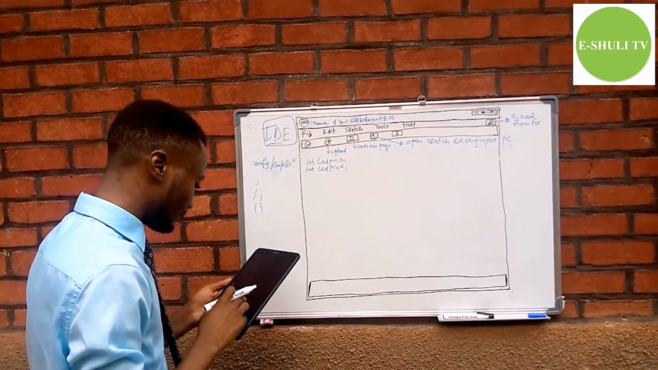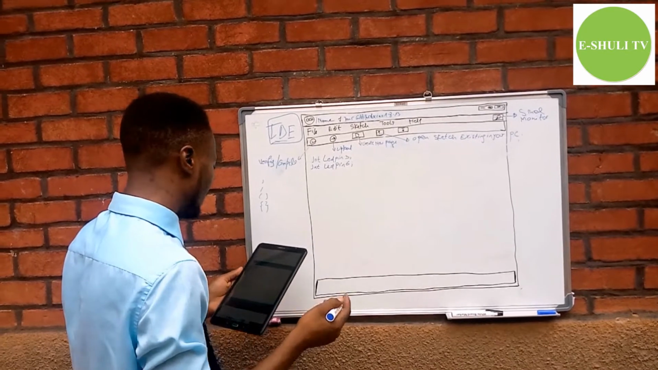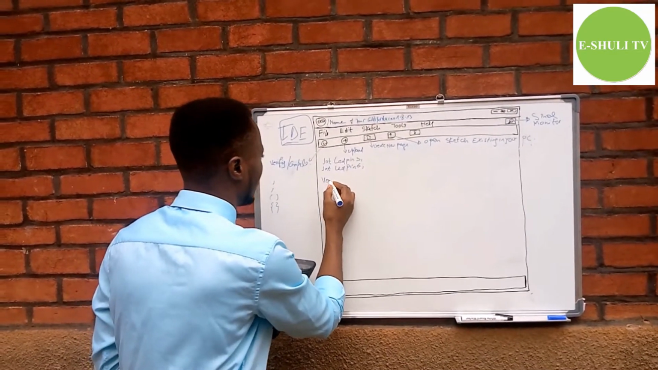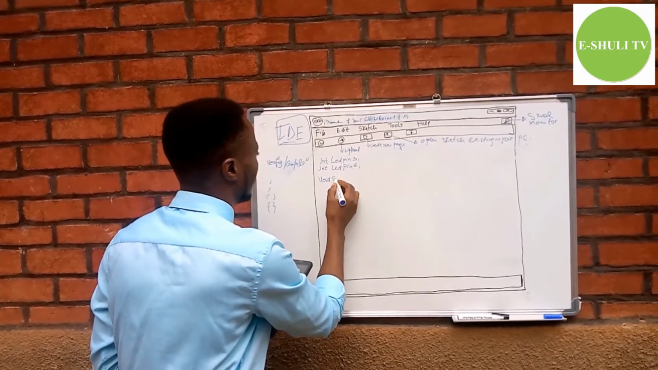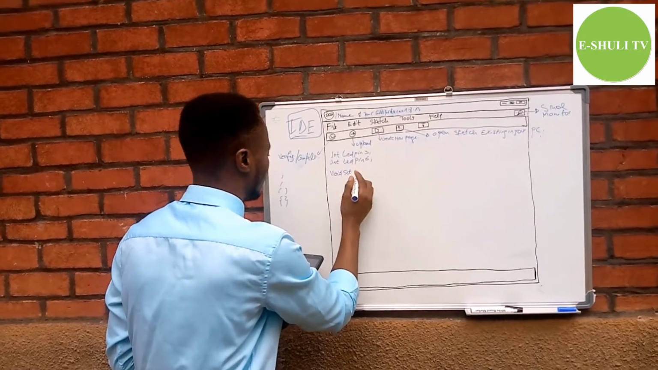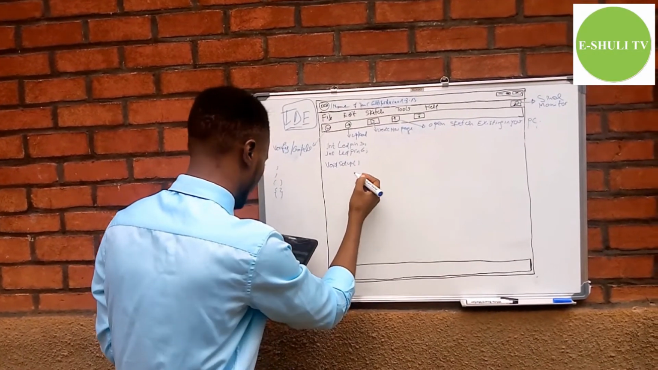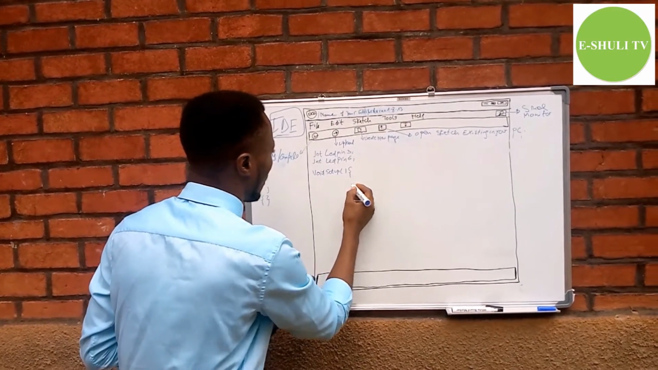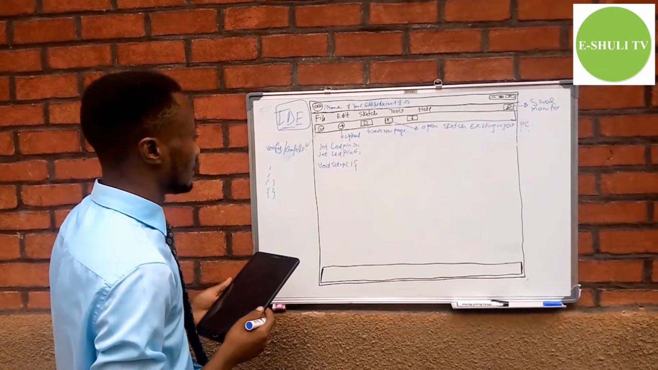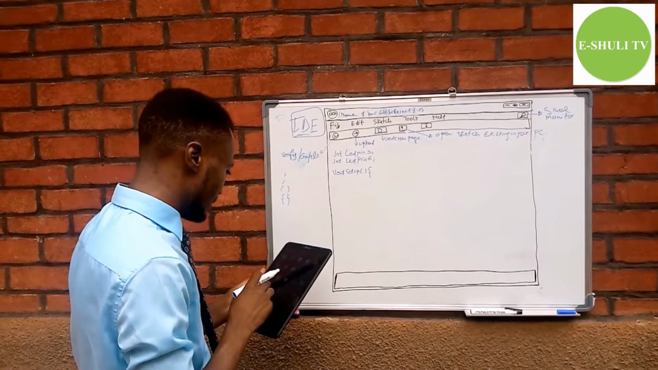Then you have to start with void setup, right? Void setup, and write a bracket and open this bracket.